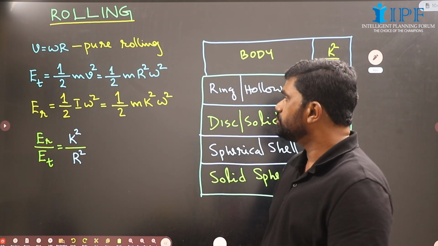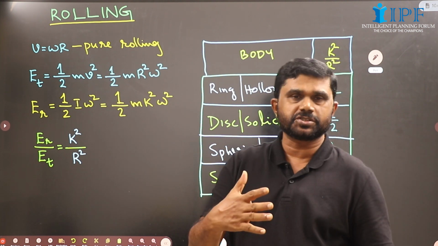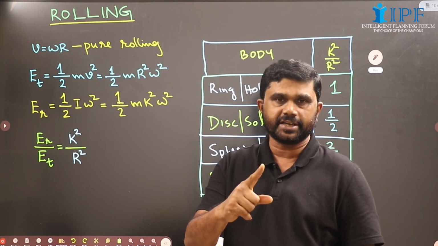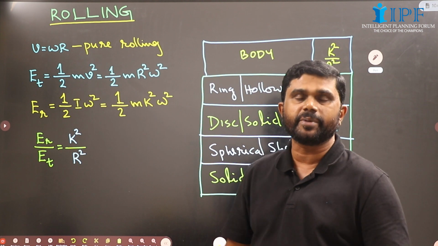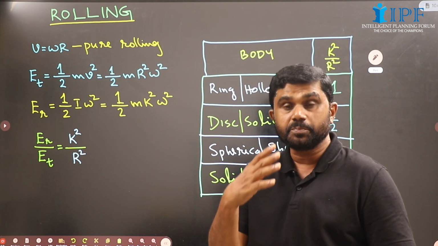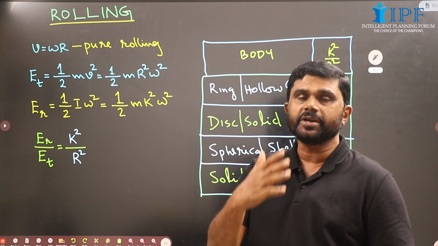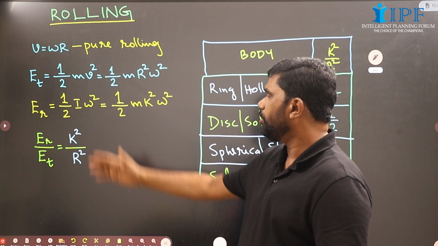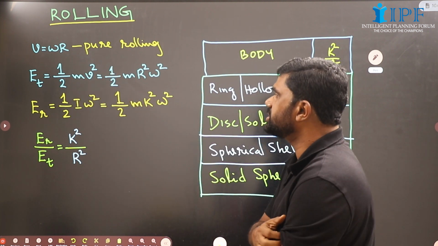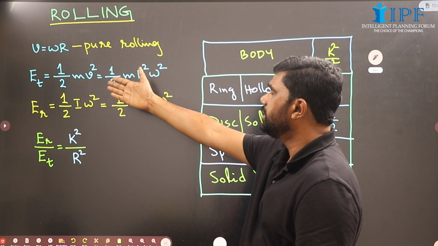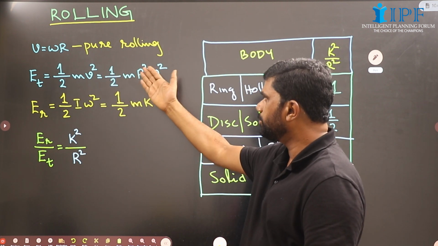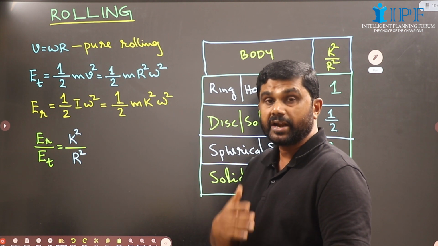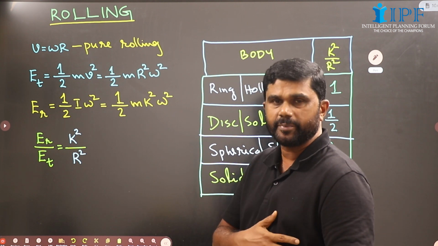Now, a rolling body will possess, of course, translational kinetic energy half mv square and also rotational kinetic energy half I omega square. When a body is in pure rolling, V will be equal to omega R. So let us see, E with suffix T equals half mv square. That V can be replaced by omega R, so we will get half m r square omega square. And rotational kinetic energy is half I omega square.